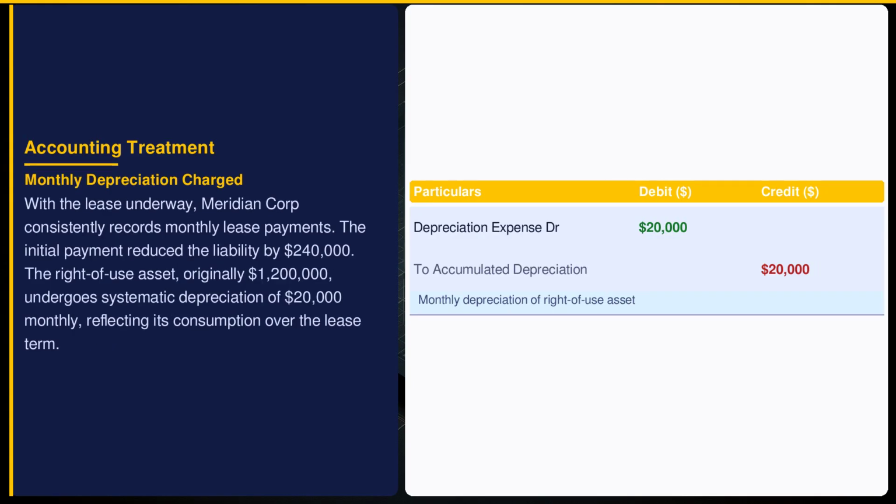Depreciating the right-of-use asset aligns with AASB 116 principles, spreading the cost evenly over its useful life. This monthly charge of $20,000 reduces the asset's carrying amount, showing the gradual wear and tear. As assets depreciate, they impact the profit and loss statement, crucial for stakeholders assessing asset utility.